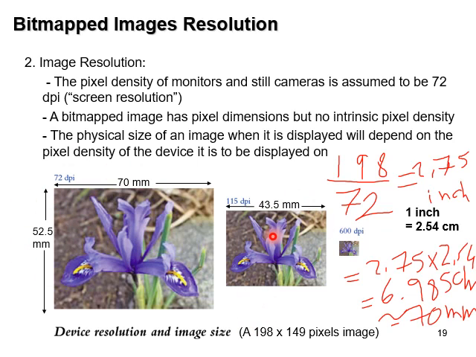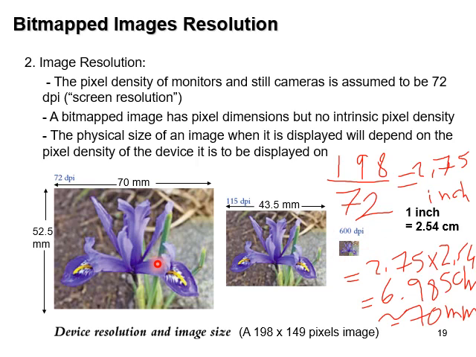Now, what if you go to a higher resolution screen, a screen that has 115 dots per inch. So you will divide the 198, instead of dividing by 72, you're dividing by a bigger number, which is 115, and that's why you get here 43.5 millimeter. If you go to a 600 dots per inch display, then this is how the size would look like.